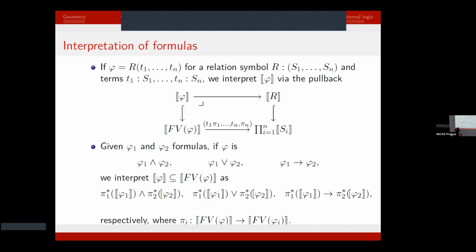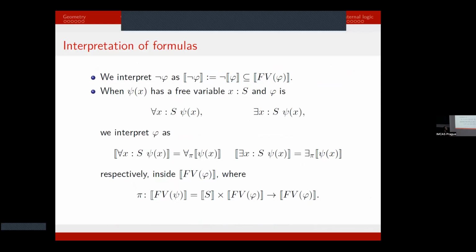Now, given formulas phi 1 and phi 2, I can interpret the and or an implication as the corresponding objects in the Heyting algebra that I defined before. So I first bring them under the same set of variables, and then I make the meet in the Heyting algebra. Okay, then we interpret not: the interpretation of not phi is defined as not the interpretation of phi.